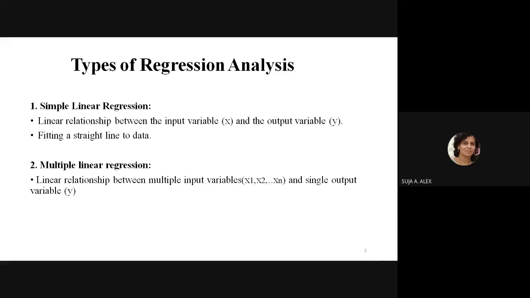The second category is multiple linear regression. Here, more than one independent variable can be used in the linear equation. x1, x2 up to xn, n number of variables we can have on the right hand side. From this, we can find the output variable or the dependent variable. That must be a single one.